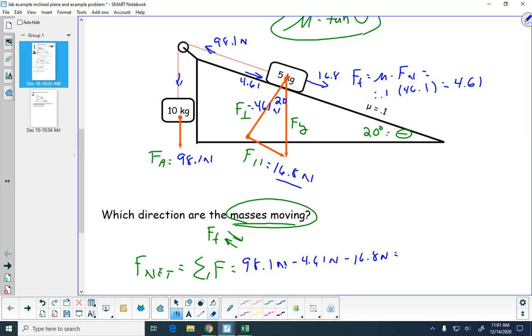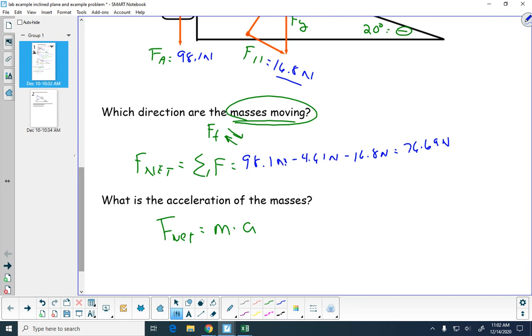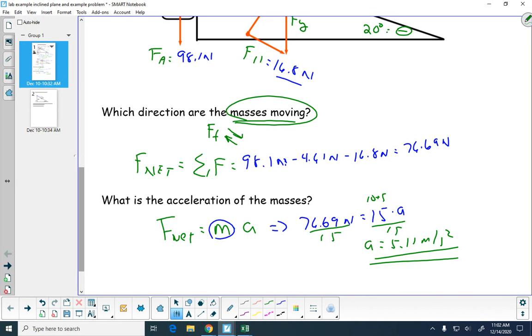So what would be our net force then? 76.69 newtons. That is correct. So that is our net force. So we want to find our acceleration of the system, but what mass do we divide by here? What is our mass that we divide by, Tess? 15, because we have to deal with the entire system. We have to go 10 plus 5 to give us the 15. So we can divide by 15. So Tess, what is our acceleration? 5.11 meters per second squared. That is correct.